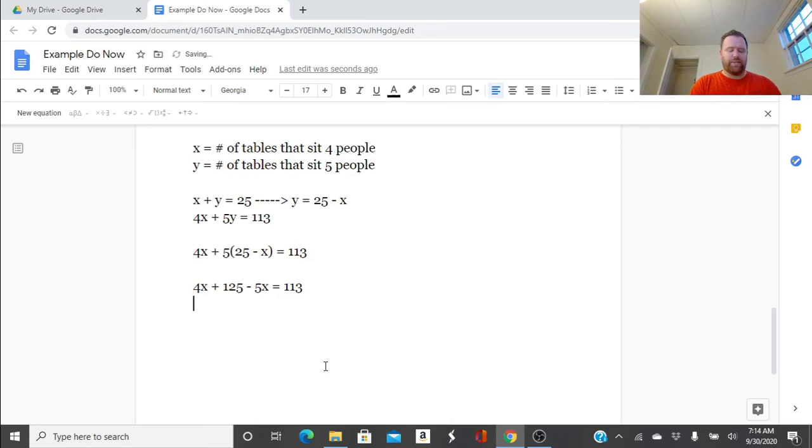Now I'm going to combine like terms and get negative x plus 125 equals 113. I'm now going to subtract 125 from both sides and get negative x equals negative 12. Dividing both sides by negative 1, I get x equals 12. So I can say that 12 tables sit 4 people, which is what the question was asking.